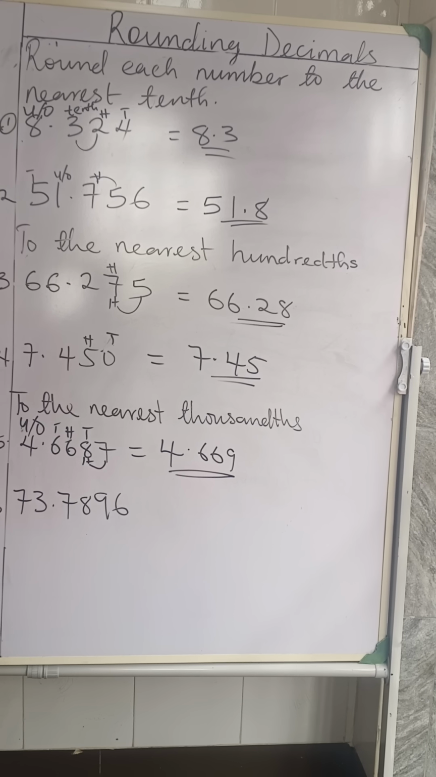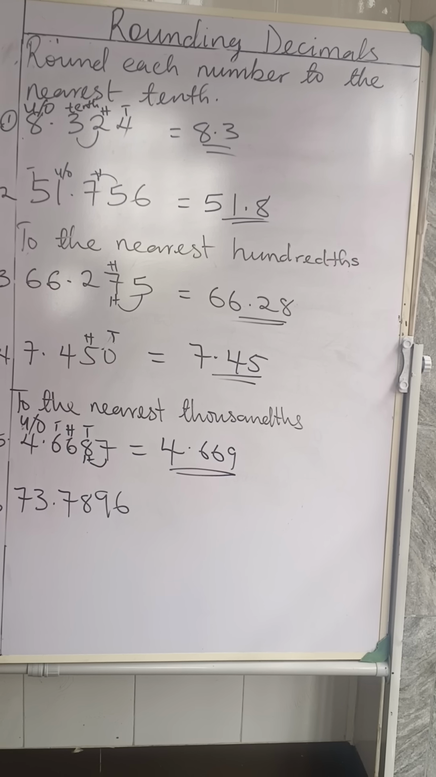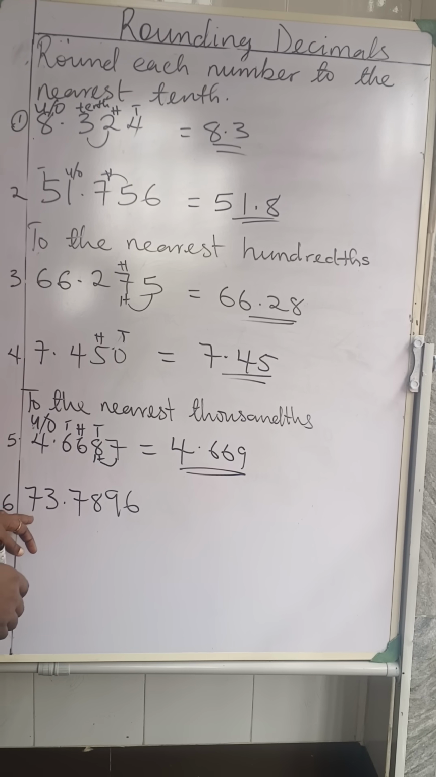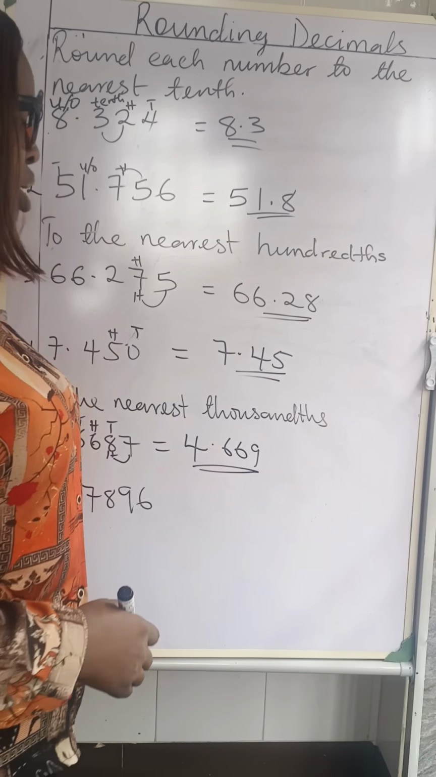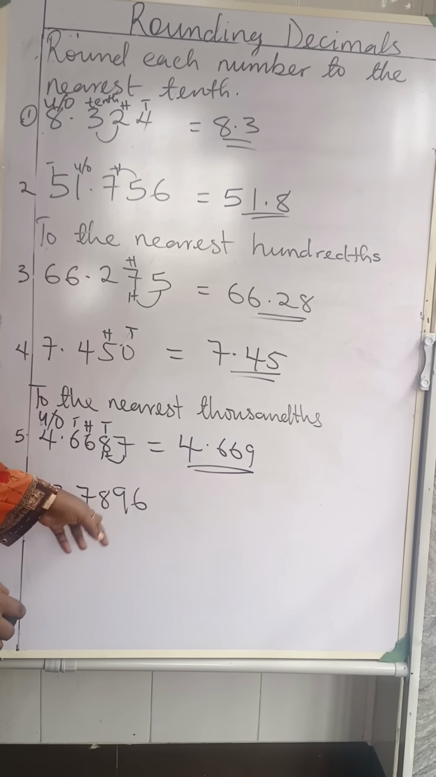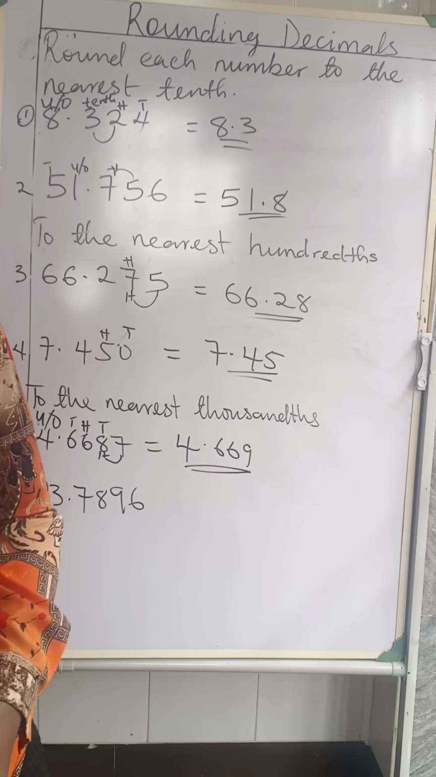Now let's look at number 6, which I'm going to leave you to practice on. 73.7896 to the nearest thousandth.